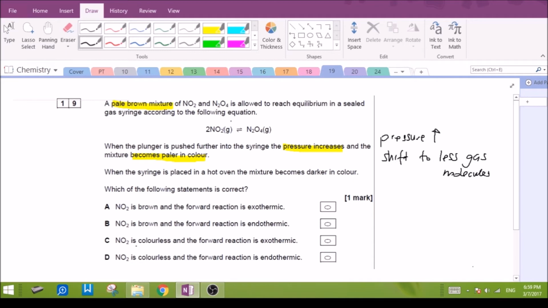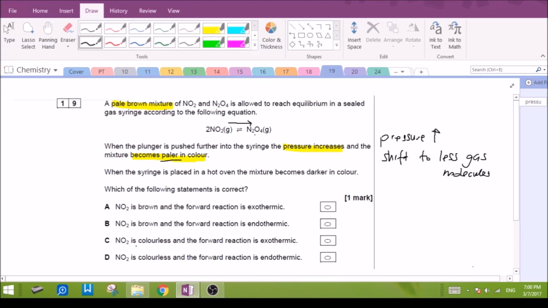In other words, it will shift to the right side, because here we have 2 moles of gas, and on the right side we have 1 mole of gas. So increasing the pressure, it will shift to the direction that has fewer moles of gas. And when that happens, the color changes, it will be paler in color.